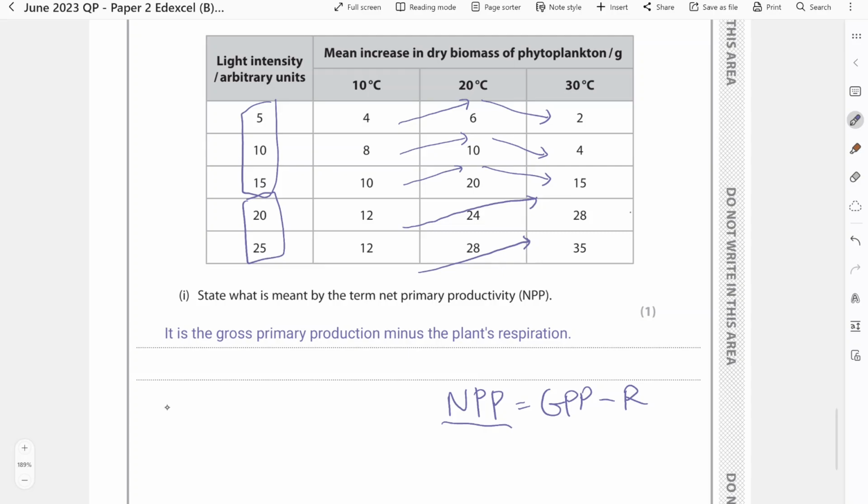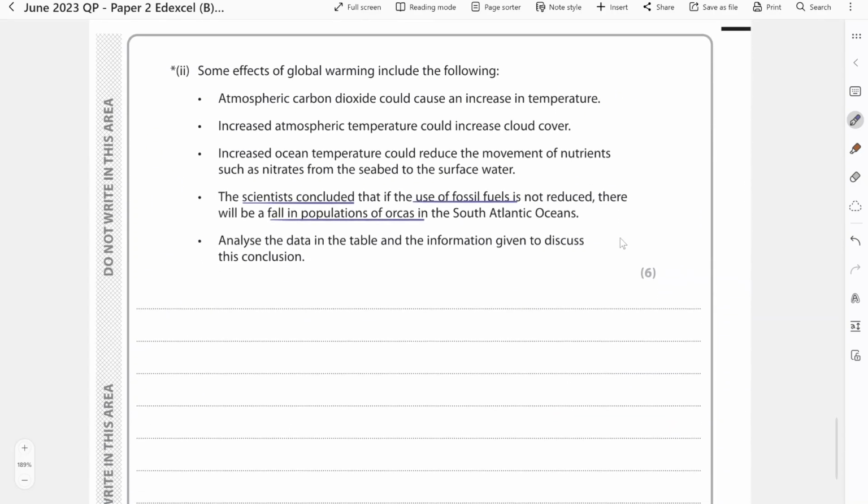So from this table, we can conclude that low light intensity and high temperatures would lead to lower net primary production, lower biomass. So now let's go back to part 2.